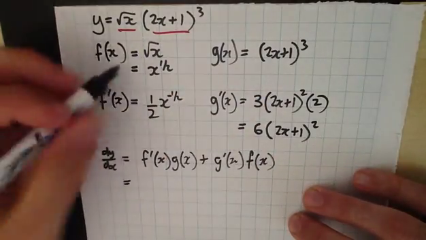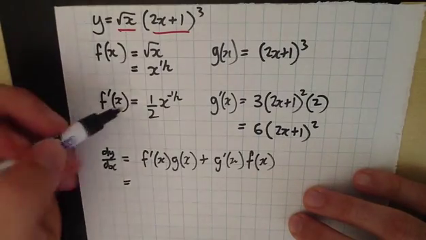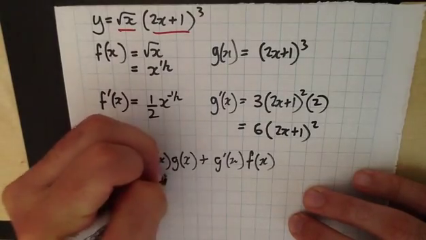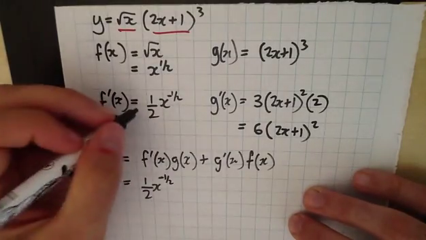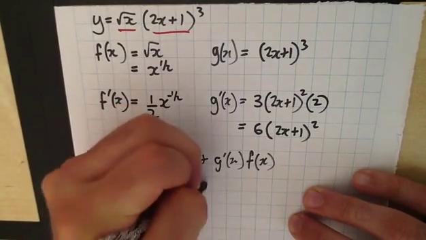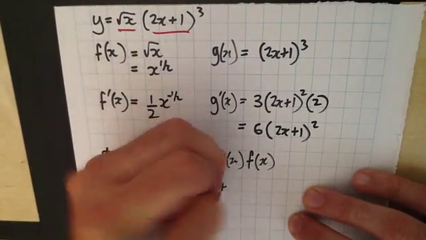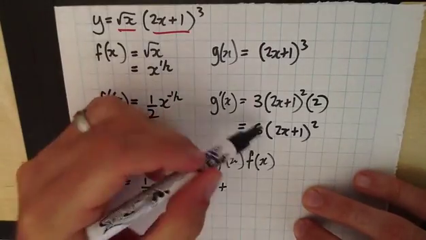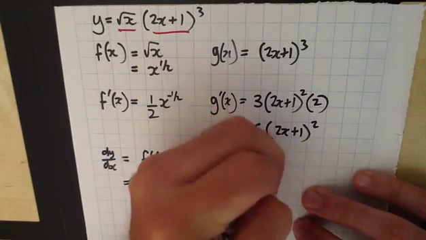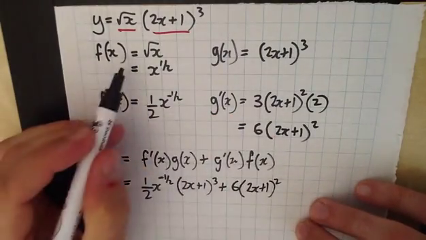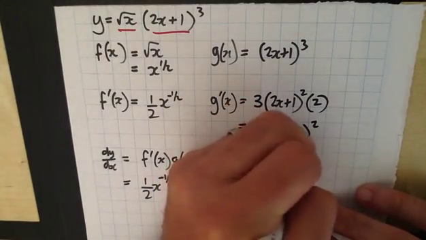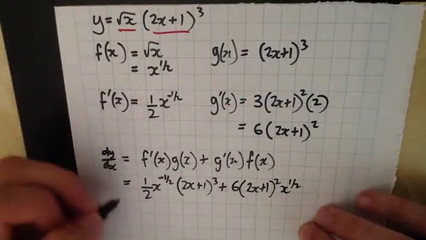Okay? If you've done this working out up here, this part's easy because you just go, right, the derivative of f of x is half x to the negative half, multiplied by g of x, which is here, so it's multiplied by (2x plus 1) all cubed, plus the derivative of g of x, which is this here, 6 (2x plus 1) all squared, multiplied by f of x, which was x to the half. Okay, so that's the derivative right there.